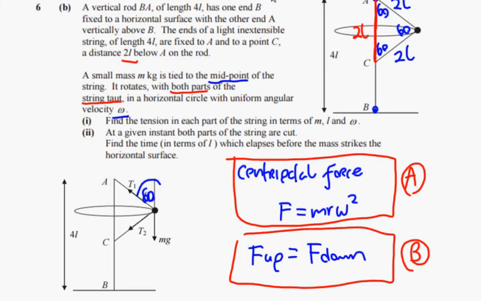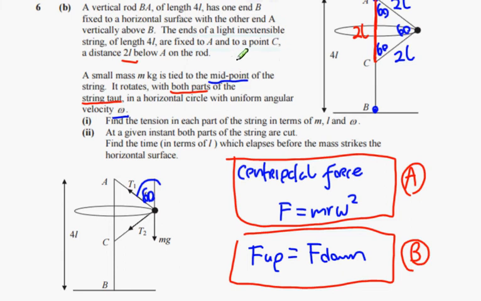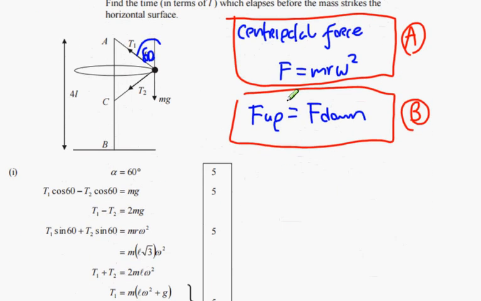The language is in the question, so I would have treated that initially as one piece of string that was threaded through. We've done that type of question before, but here's what stopped me from doing that. That piece of language there, each part of the string, means two different tensions, and then he mentions both parts of the string taut. So that language is suggesting two tensions, not one. Okay?